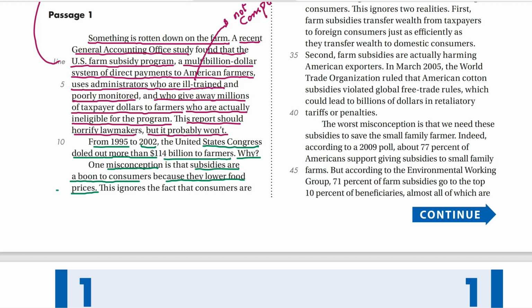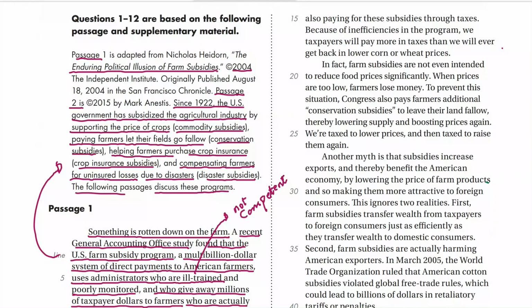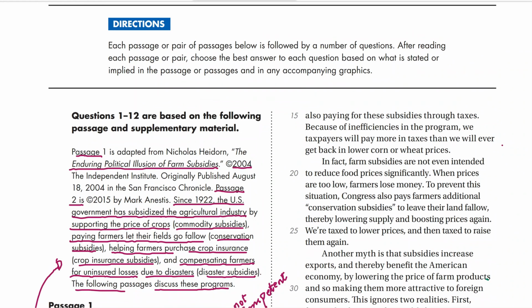And this is a kind of what? A kind of misconception. This is not true. This ignores the fact that consumers, remember this, consumers are also paying for these subsidies. The fact is ignored. What is the fact? That we consumers pay for these subsidies through what? Of course, taxes. We pay taxes, and the subsidies are taken from our taxes that we pay.